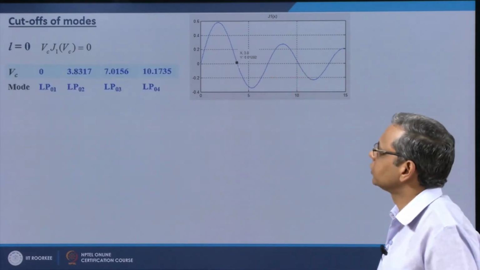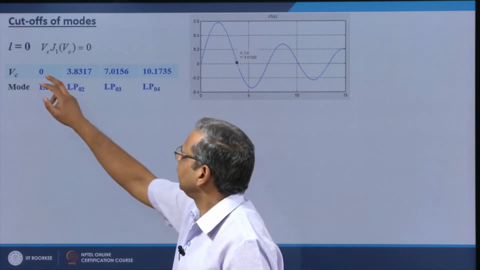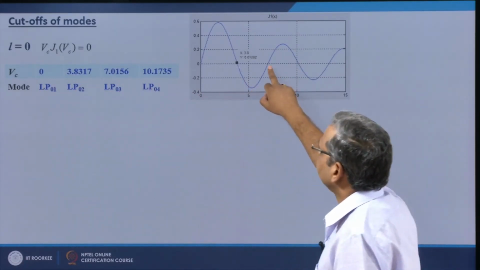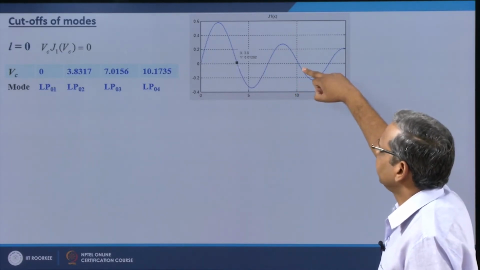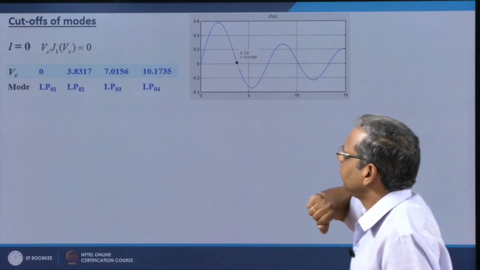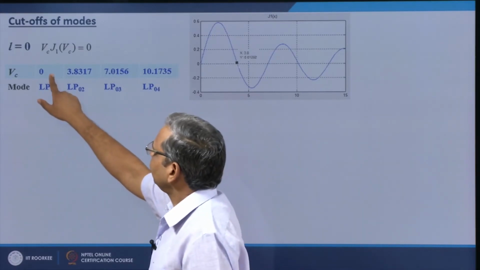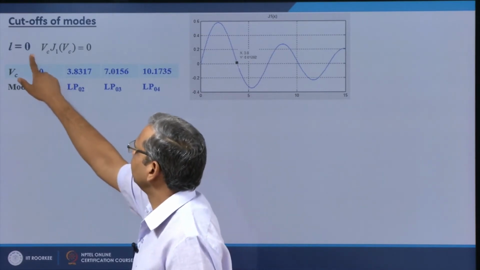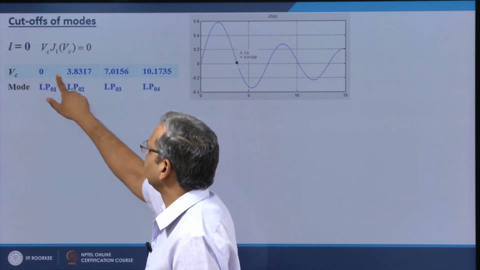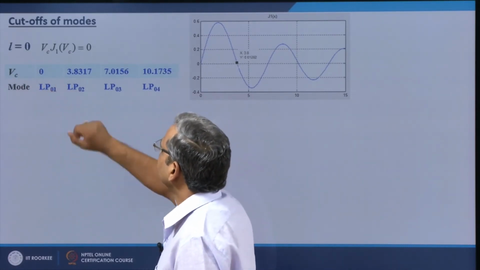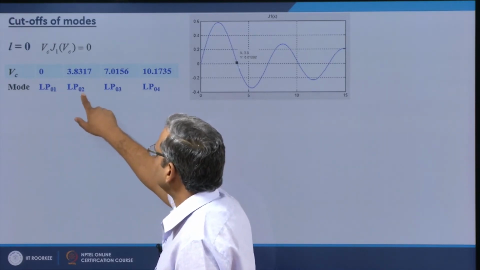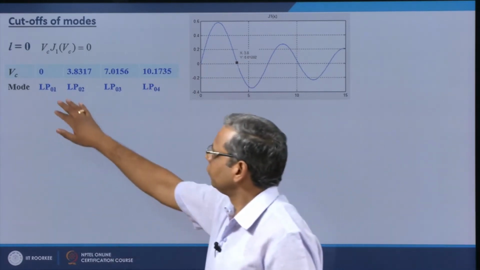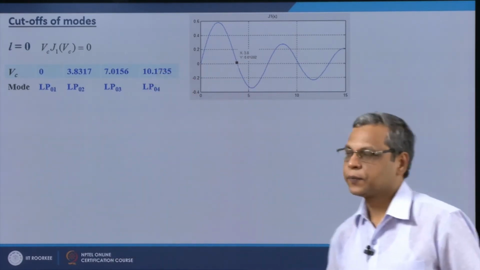Second zero appears somewhere here near 3.8, and then the third zero, fourth zero, and so on. So, if I list the zeros of J1 x, then they are 0, 3.8317, then here it is 7.0156, and then here it is 10.1735. So, this is the cutoff of LP01 mode, okay. This is the first mode, L equal to 0, and first mode is M equal to 1. So, LP01, this is M equal to 2, so LP02, M equal to 3, LP03 and so on. So, I have the cutoffs of various L equal to 0 modes here.